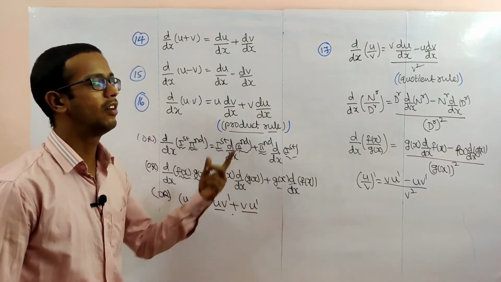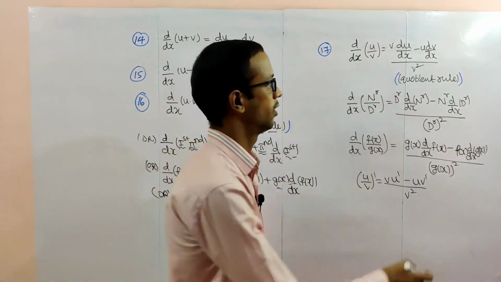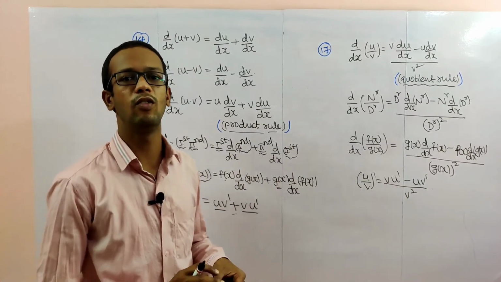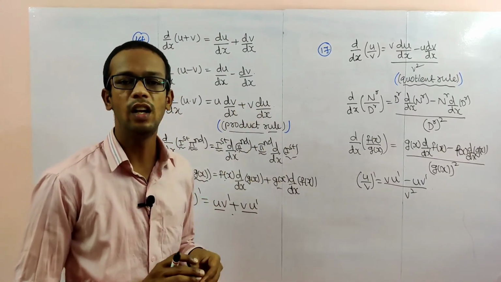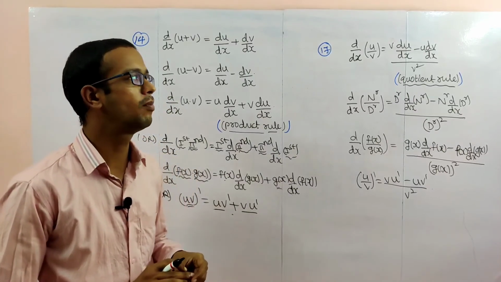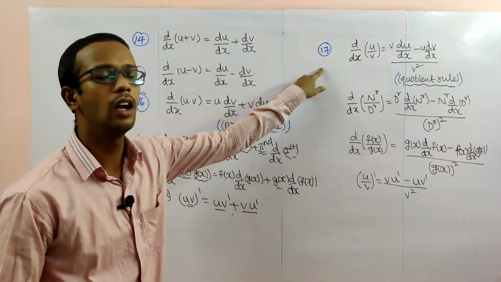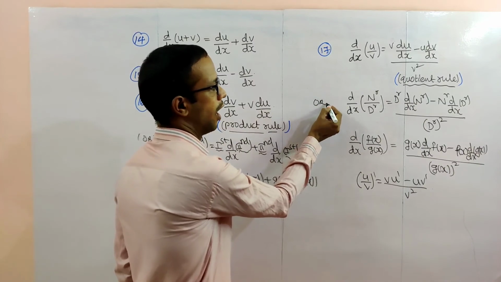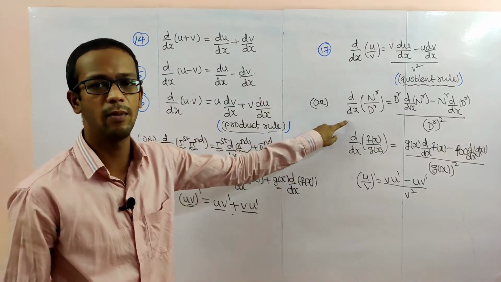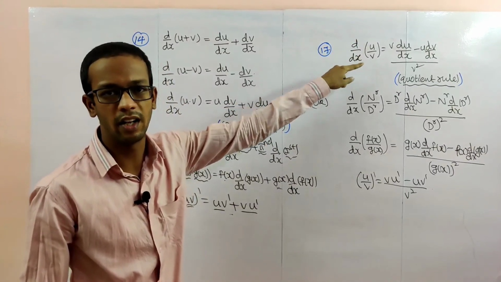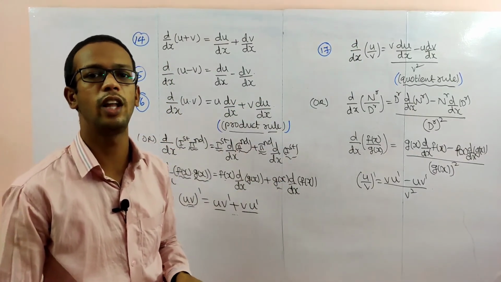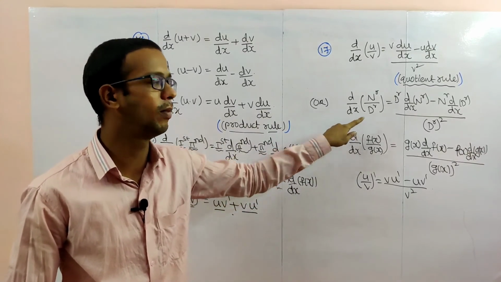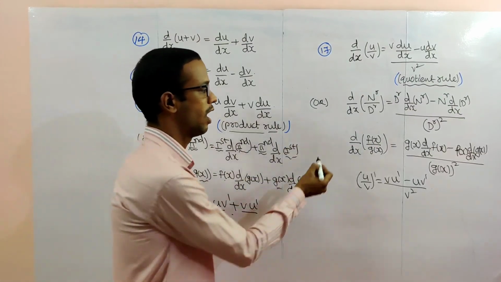Next, division, that is nothing but the quotient rule. Observe the quotient rule: d by dx of u by v is v du by dx minus u dv by dx, divided by v square. This is called the quotient rule. Very, very important rules these are. Another way we can write it: d by dx of numerator by denominator. The numerator is u, the denominator is v. So: denominator into d by dx of numerator minus numerator into d by dx of denominator, divided by denominator square.